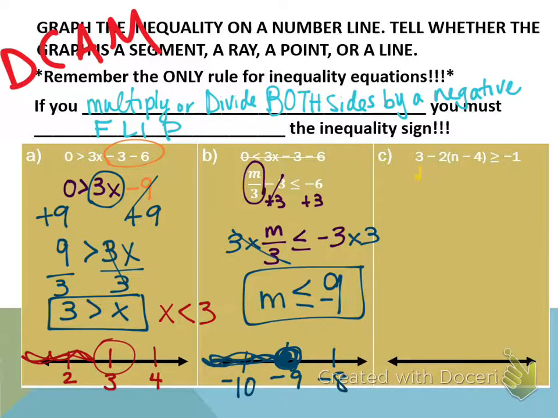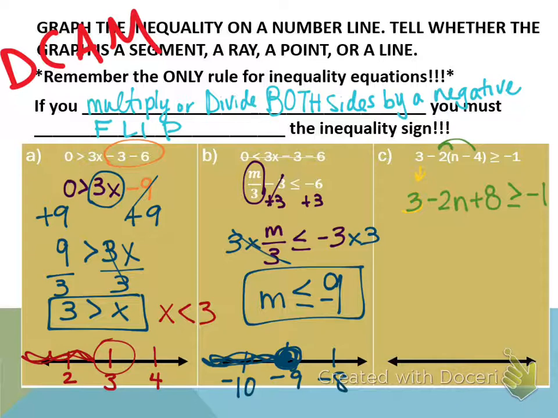We're just going to drop down the 3. Can you see this yellow? I'll change it. We'll drop down the 3, but we can distribute that negative 2. When you distribute, make sure you distribute into both parts of the parenthesis. What is minus 2 times n? Negative 2n. Then minus 2 times minus 4? Positive 8. And that is greater than or equal to negative 1.